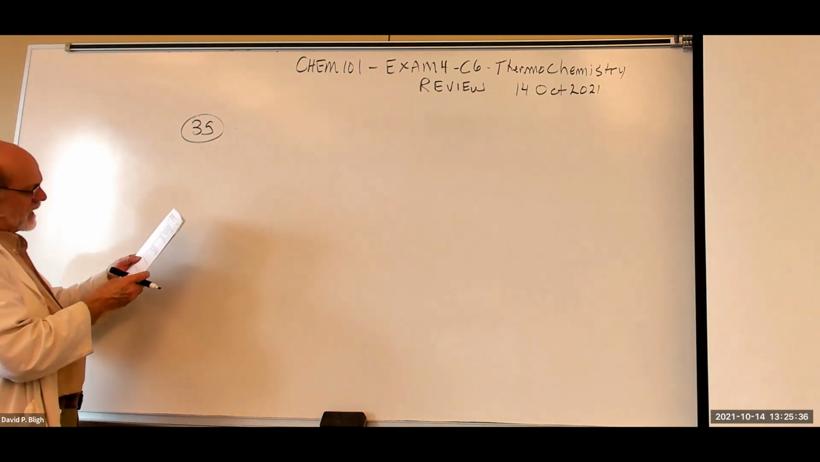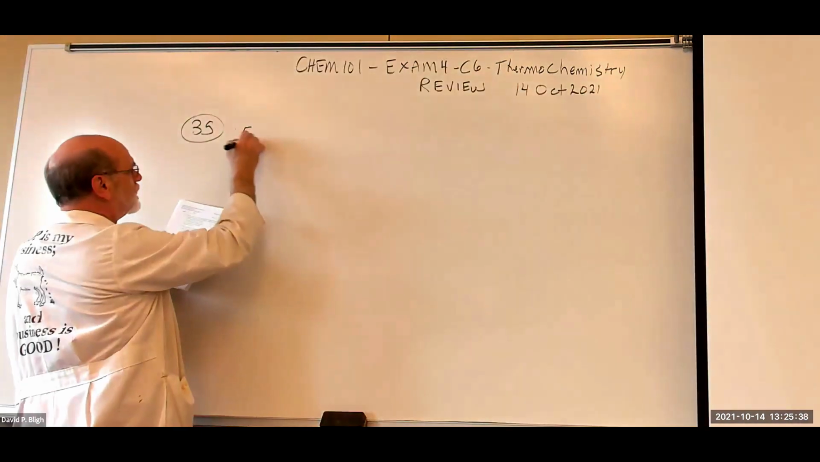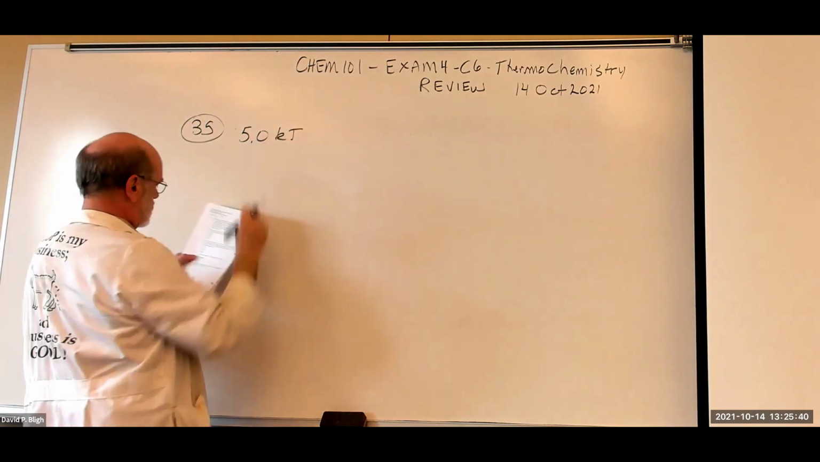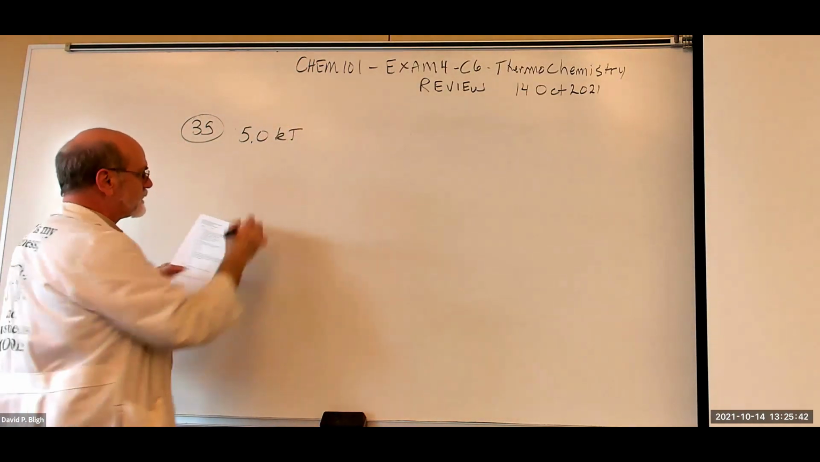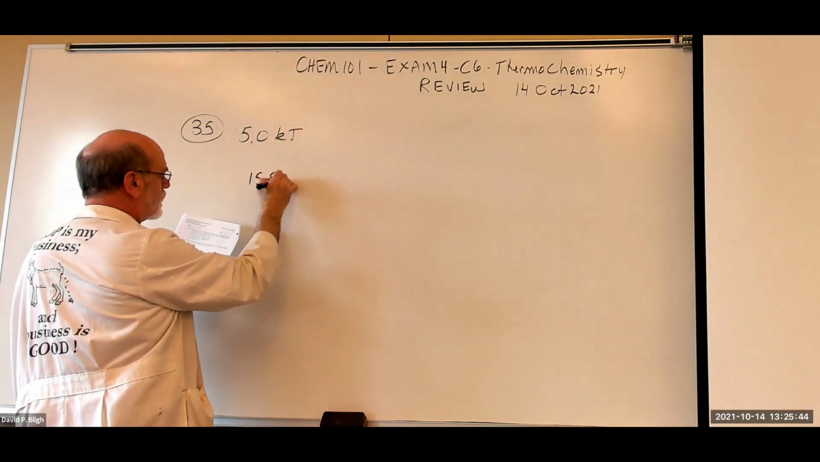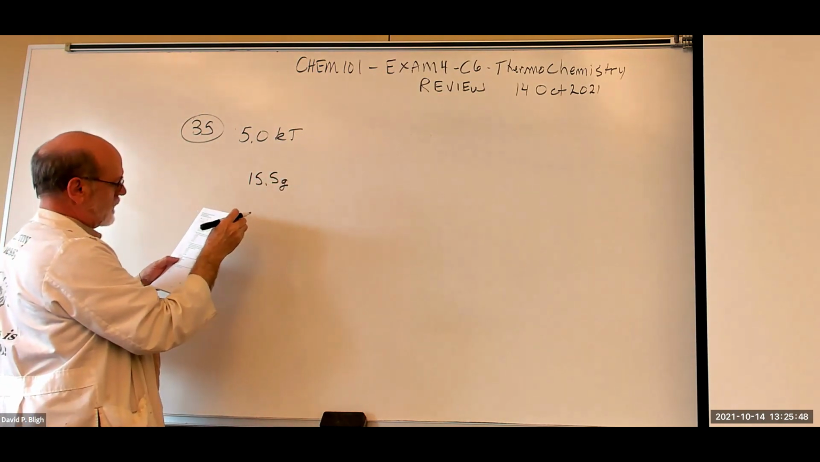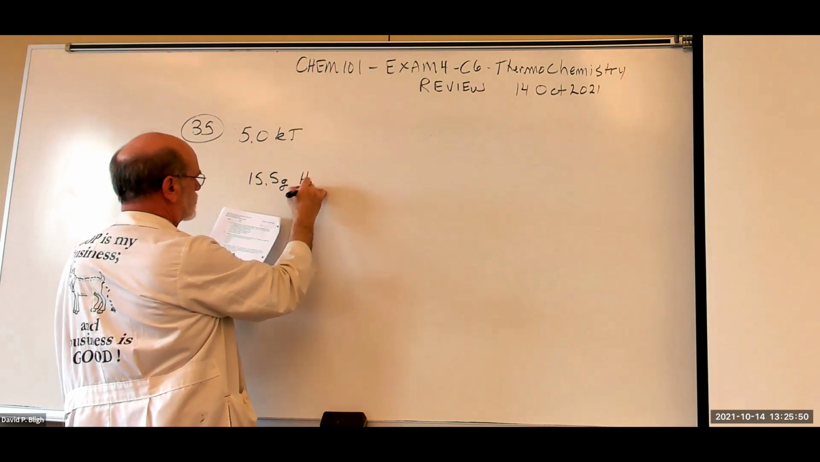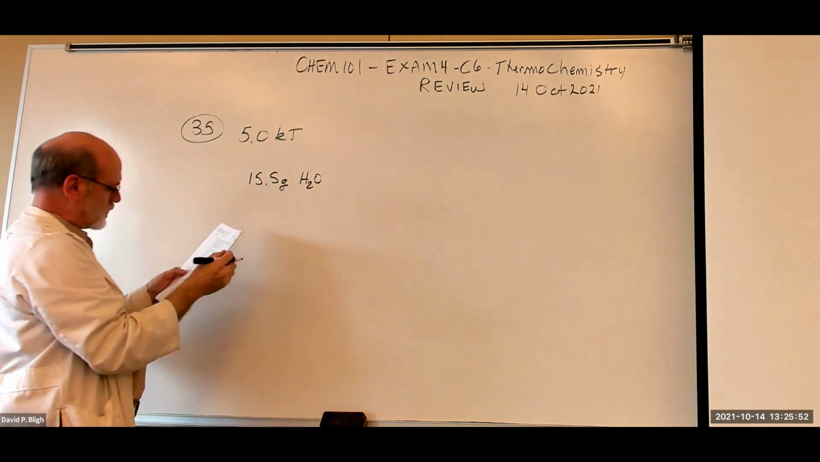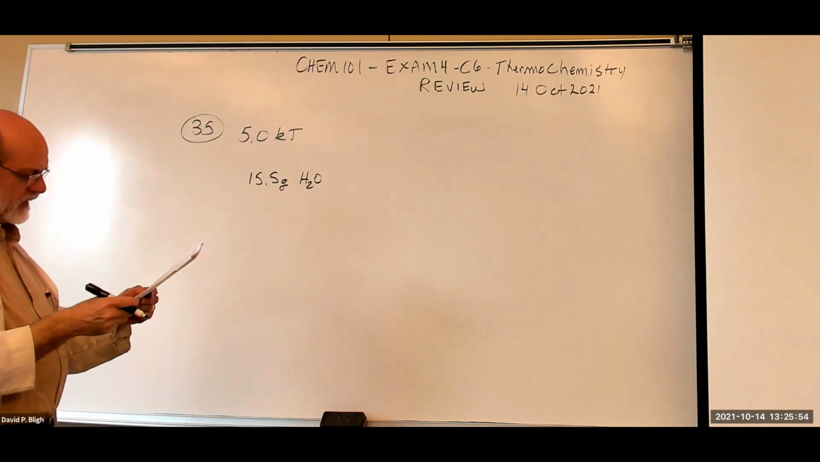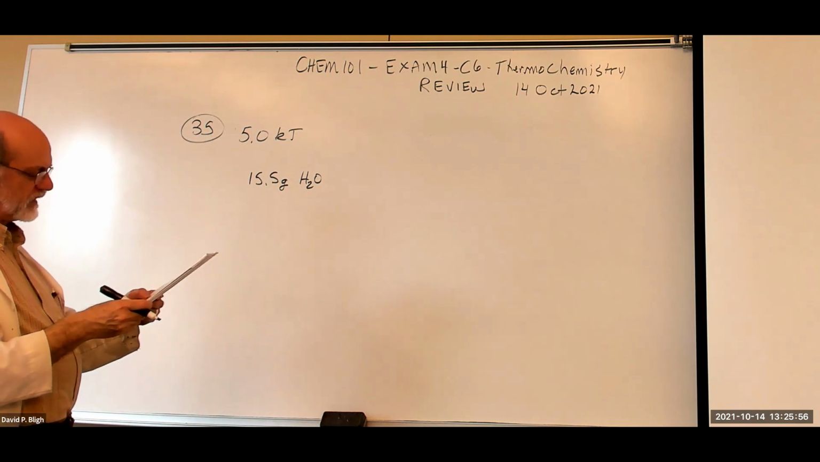Okay, if 5 kilojoules of energy is added to 15.5 grams of water, the water is what? Boiling, vaporized, frozen, decomposed, still liquid.